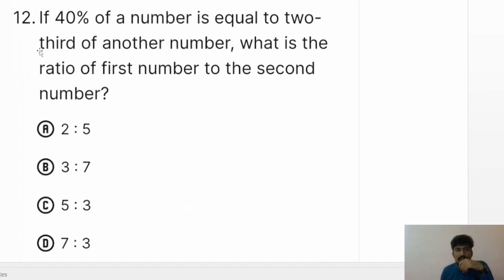So the ratio is 23:33:60. Next question. If 40% of a number is equal to 2/3 of another number, what is the ratio of the first number to the second number? So 40% of the first number A is equal to 2/3 of another number B. Then what is the ratio of the first number to the second number? He wants us to find the ratio of A to B.